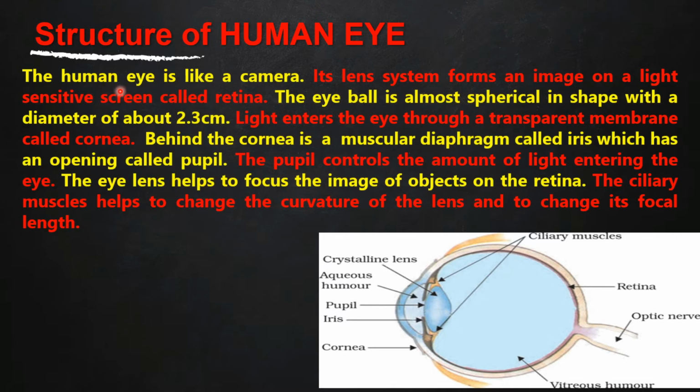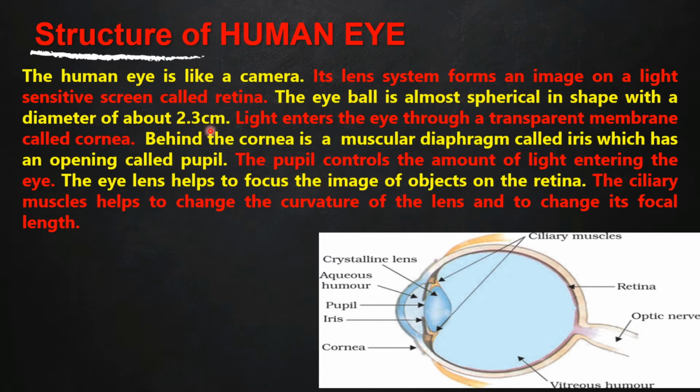The human eye is like a camera. Lens system forms an image on a light sensitive screen called retina. So here you can see the screen. This is called as what? Retina. The eyeball is almost spherical in shape with a diameter of about 2.3 centimeter.